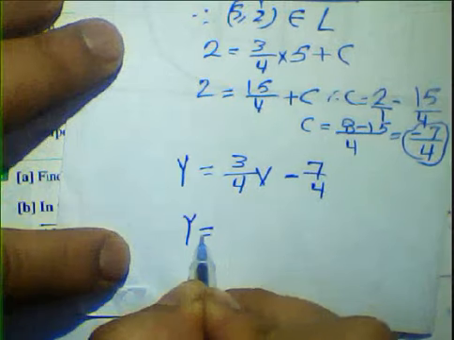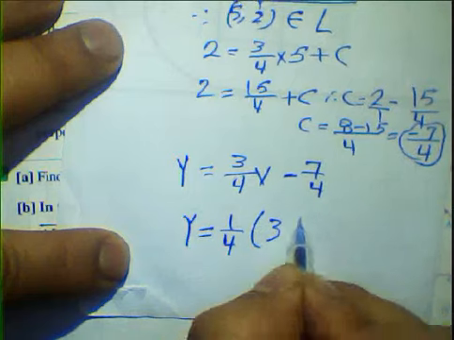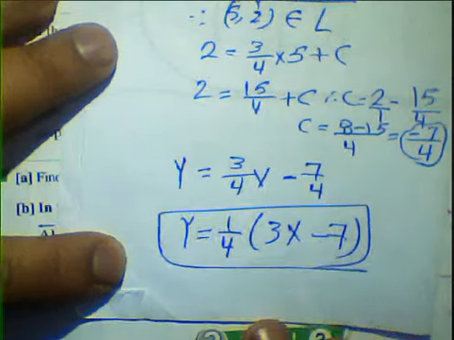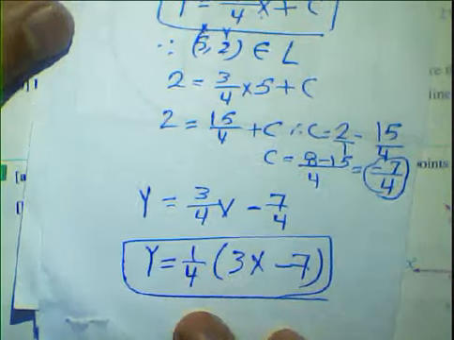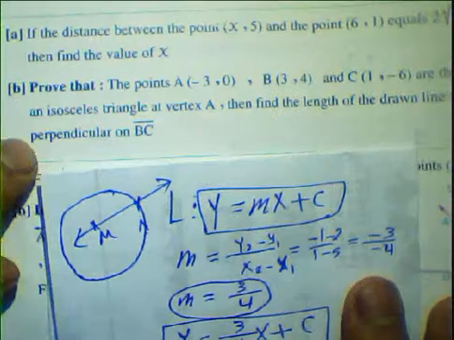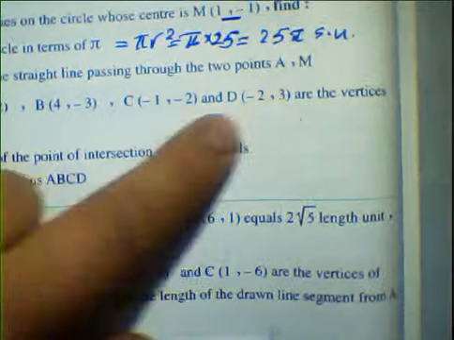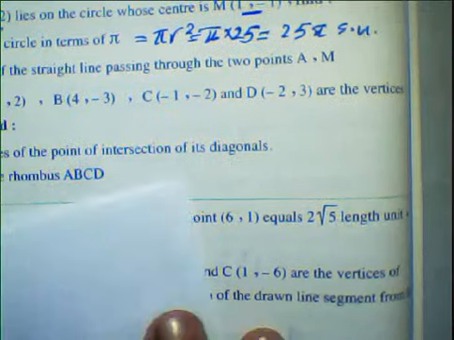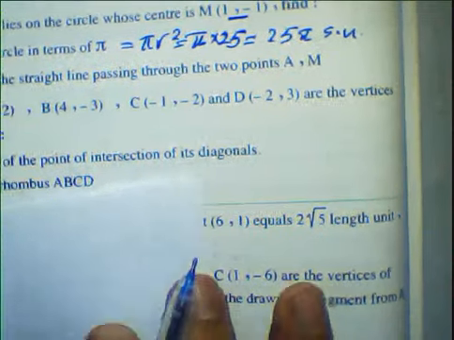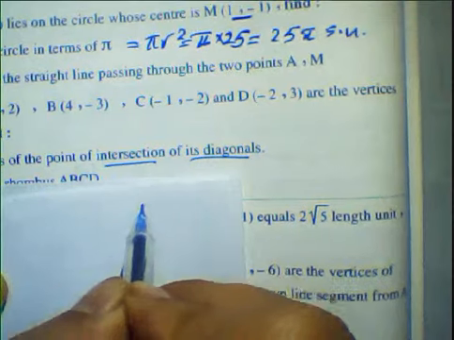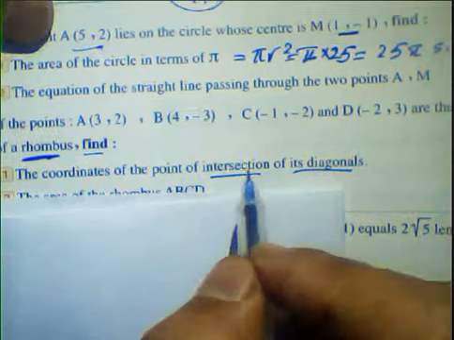We can factor out the coefficient between the two terms. The result will be 3x minus 7. Okay, the relation for this example. So the solution will be y equals 1 over 4 multiplied by (3x minus 7). Look, here is the equation of the straight line passing through the 2 points A and M. Okay, look at question letter B. If the points A, B, C, and D are vertices of a rhombus, find the coordinates of the point of intersection of its diagonals. We can find the point for the rhombus here, A, B, C, D.